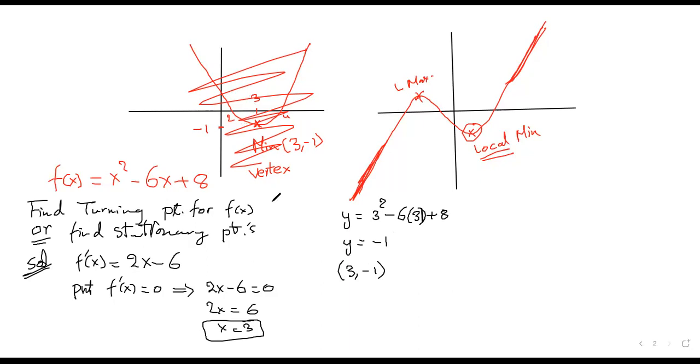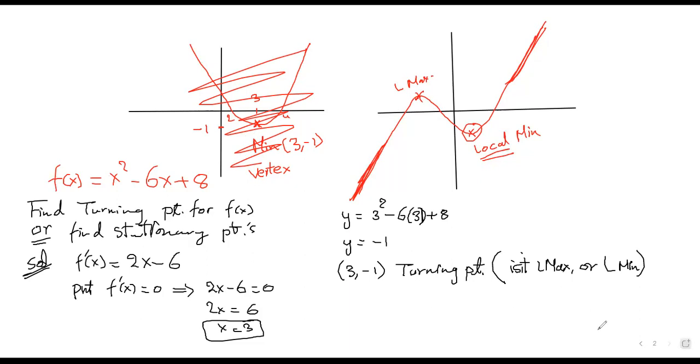Suppose I don't have a graph, and I need to find the turning point. Let's say I do not know how to sketch, or the sketch of this function is very complicated. How can I tell, without graphing, what is the nature of this turning point? Is it a local maximum or local minimum? We don't know. We don't have a graph, let's imagine.